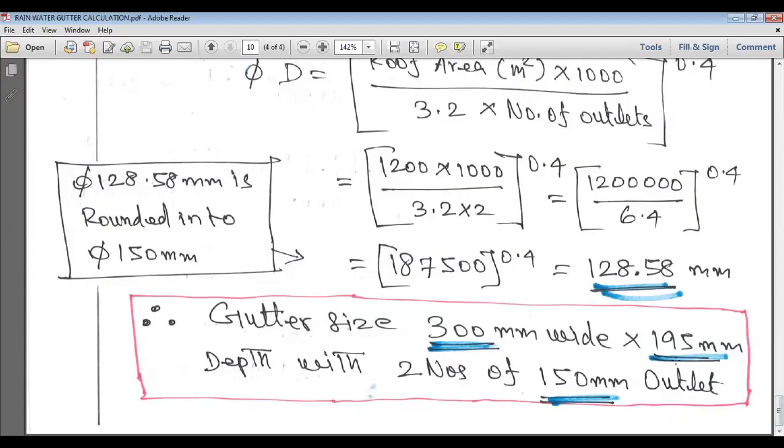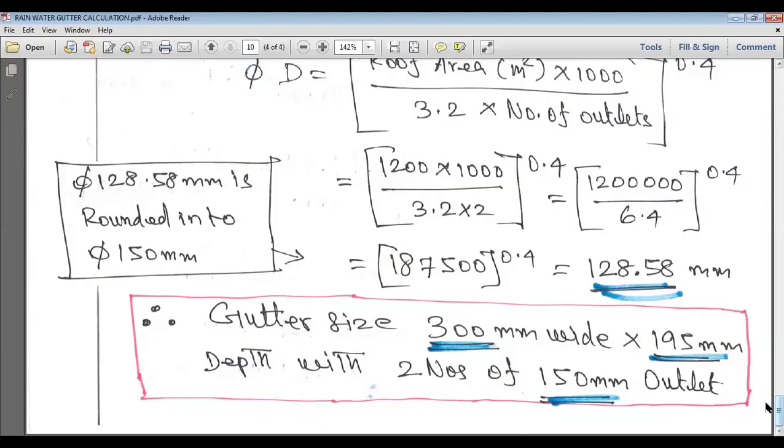If you put more downtake pipes, the downtake pipe size will be reduced. Suppose you put 3 or 4 numbers, then a downtake pipe of 100 mm or 80 mm will come. If you want to put only one outlet, a single outlet, the pipe size will increase, maybe 200 up to 250 something will come. So that's all, the same formula only.